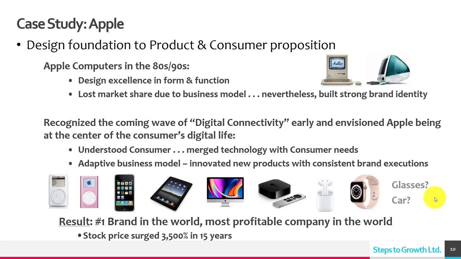This is one of the few companies where people queue overnight to buy the latest version of a product they already have. The new iPhone comes out, people still camp and queue till 2, 3 in the morning, till the next day, overnight, to get the latest version of what is essentially the same product. It's incredible. So the result is they're the number one brand in the world, and they're the most profitable company in the world. Their stock price has surged 3,500% in 15 years. So with their brand, it's consistency, and they can basically go into any product or service they want. Really, really powerful.